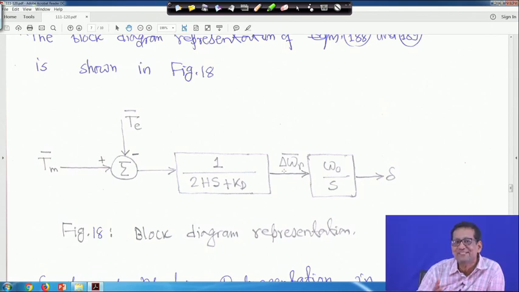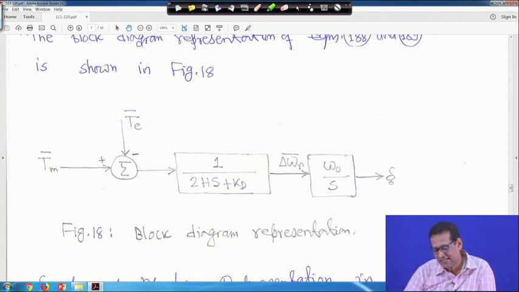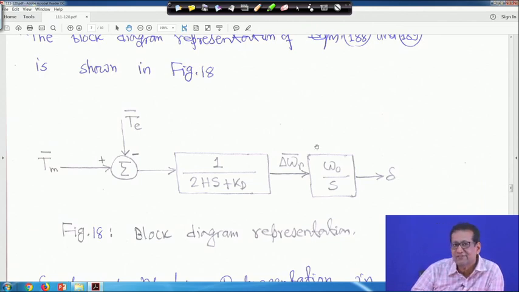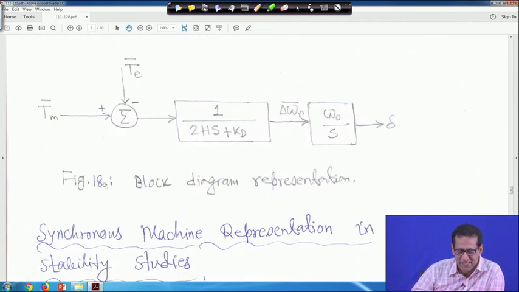I mean, just step by step it will grow. Later you will see it will be a very big model, just hold on; slowly and slowly it will be growing step by step, right. So, then we can write Tm bar and this is a minus T bar, and in this block diagram you put 1 upon 2Hs plus Kd, this output is delta omega bar, and omega 0 by s, and this output is delta, right. Up to this there is no problem at all, it is a very simple thing. This is my figure 18, that is the block diagram representation.